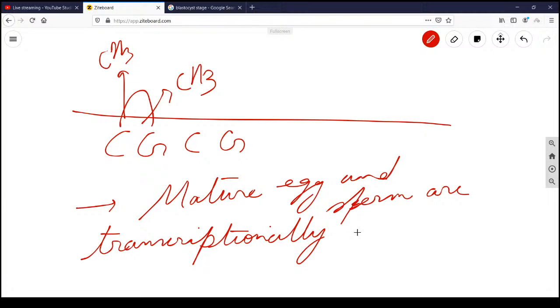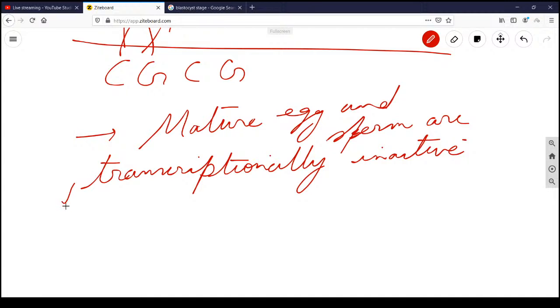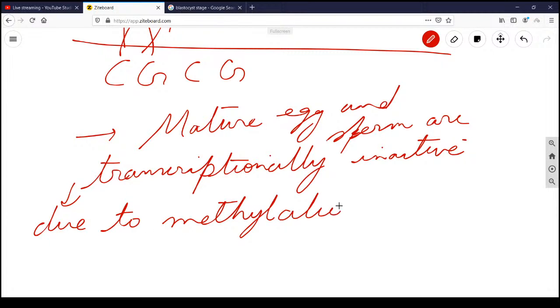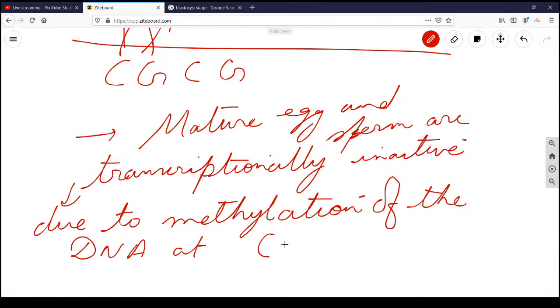So they are transcriptionally inactive due to methylation of the genome, as RNA polymerase cannot come and bind due to steric hindrance caused by methylation of the DNA at CpG islands.